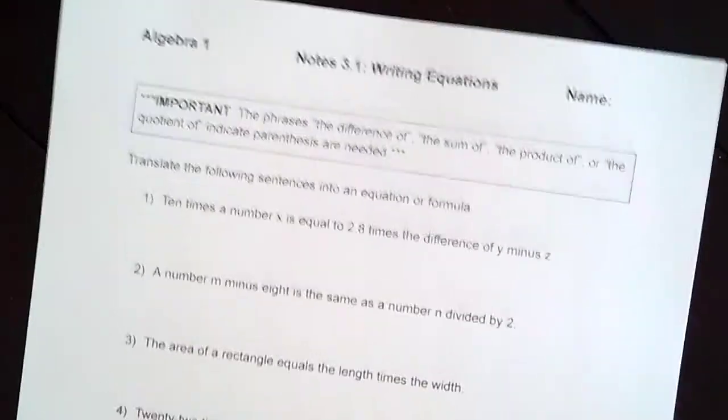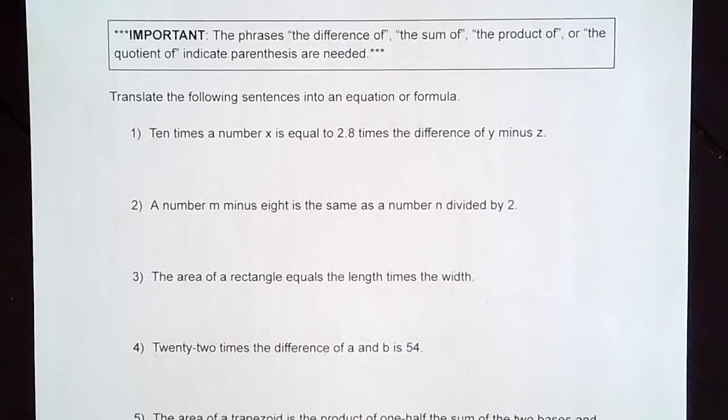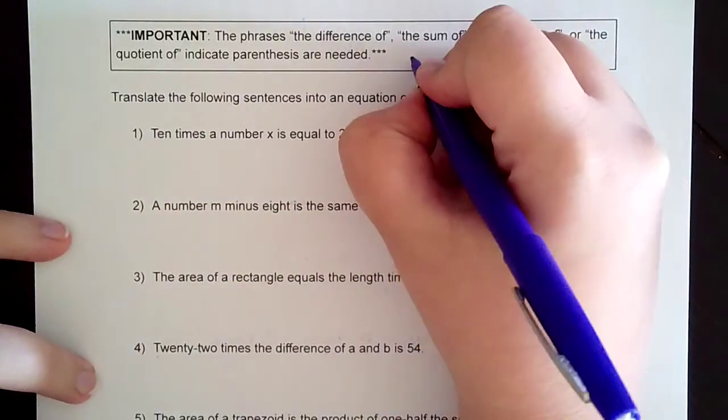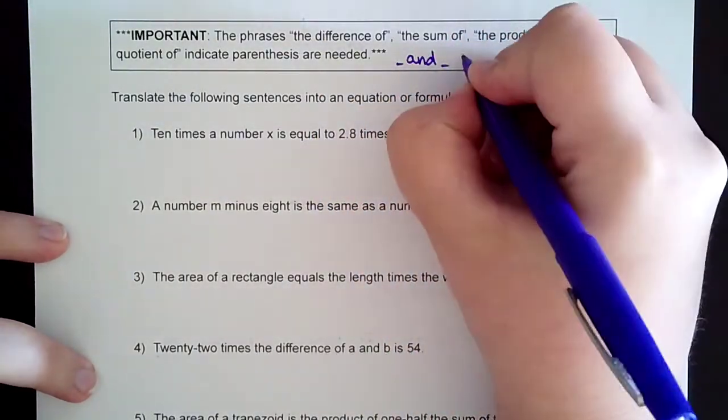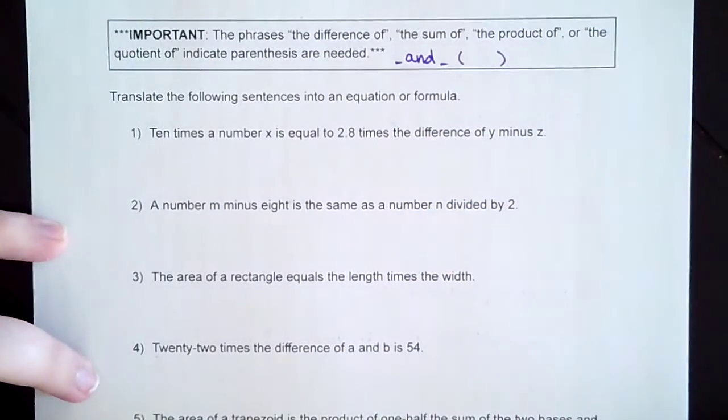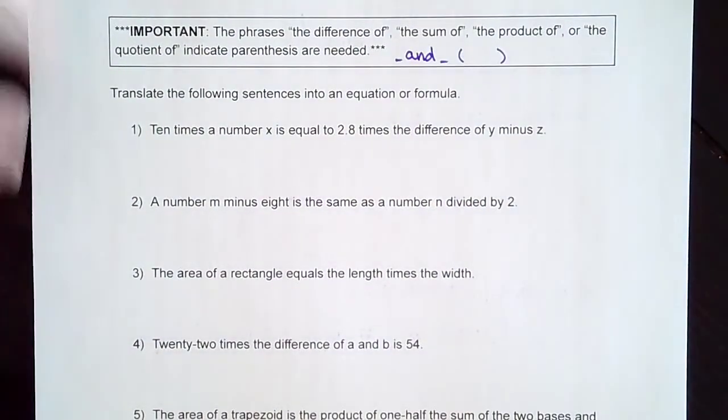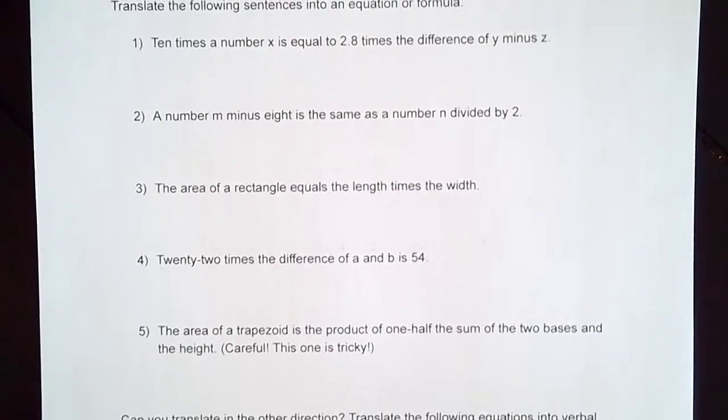All right, let's flip it over. Important, the phrases the difference of, the sum of, the product of, or the quotient of indicate parentheses are needed. Remember, if you see and with two things on either side of it, that usually means parentheses. All right, let's keep working through some more of these.